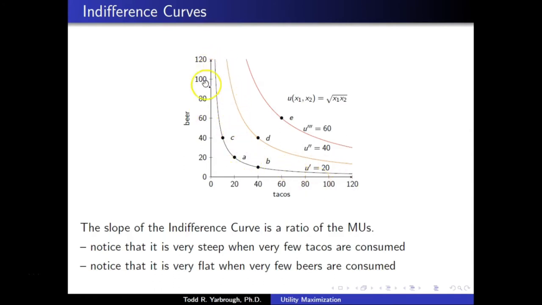It shows up once again. If I'm already contemplating a lot of beer, I'm willing to give up a lot of beer to get just more tacos. And if I'm contemplating a lot of tacos, I'm willing to give up a lot of tacos to get just a little bit more beer. Again, diminishing marginal returns shows up once again.